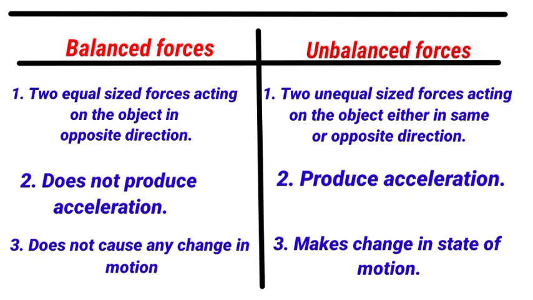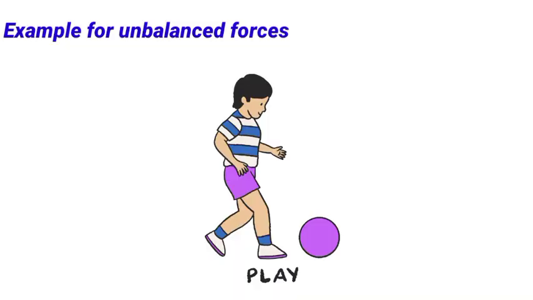Two unequal sized forces acting on the object either in the same or opposite direction are known as unbalanced forces. For example, the ball doesn't move until the boy provides an unbalanced force upon it. Students, always remember, unbalanced forces cause a change in motion. They can also cause an object to start moving, stop moving, change direction or speed.